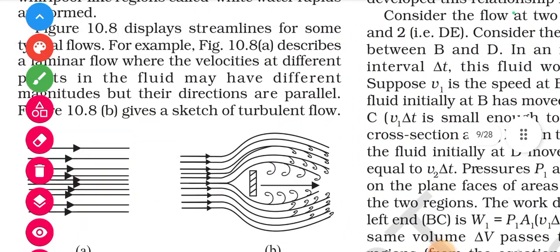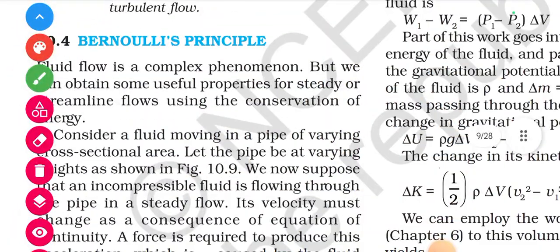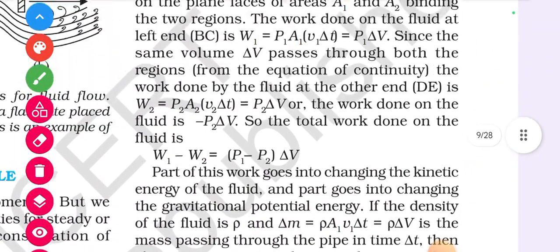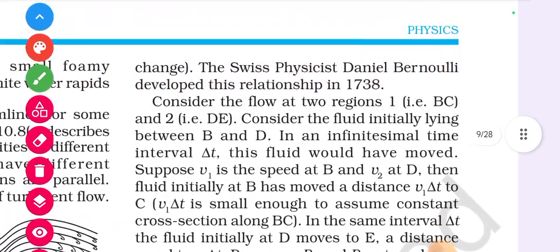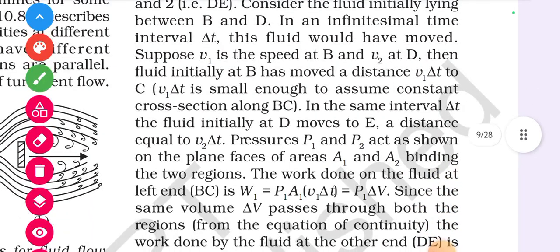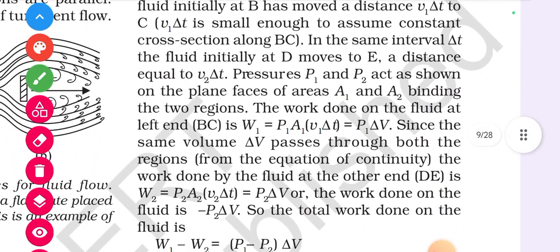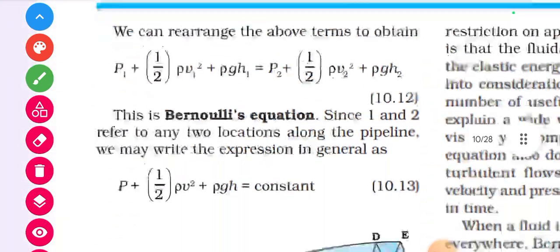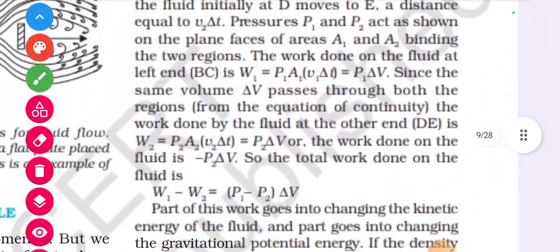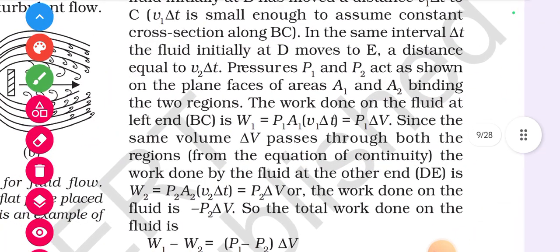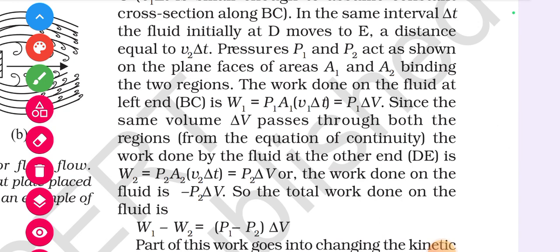Now, where we were: pressure P1 and P2 act as shown on the plane faces of area A1 and A2 binding the two regions. They have shown the pressure P1 and there is P2 pressure. And now the work done on the fluid at the left hand end is W1.